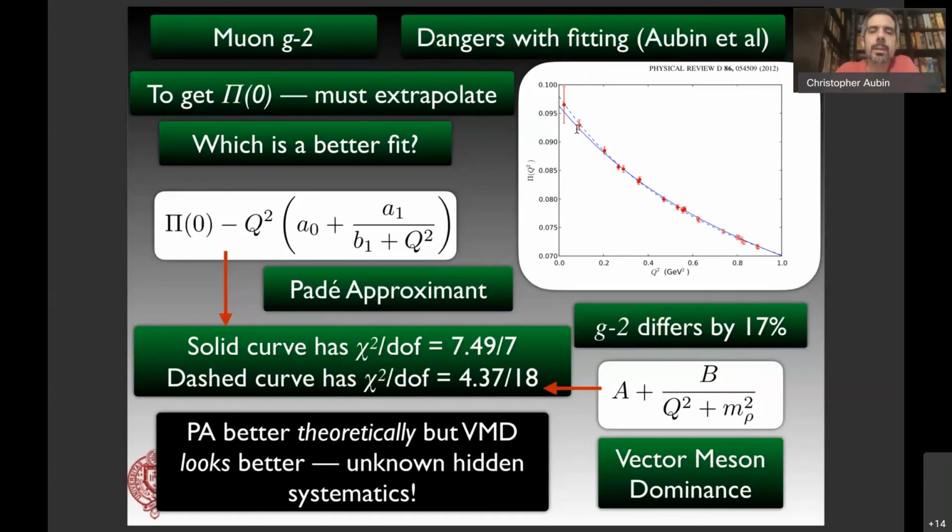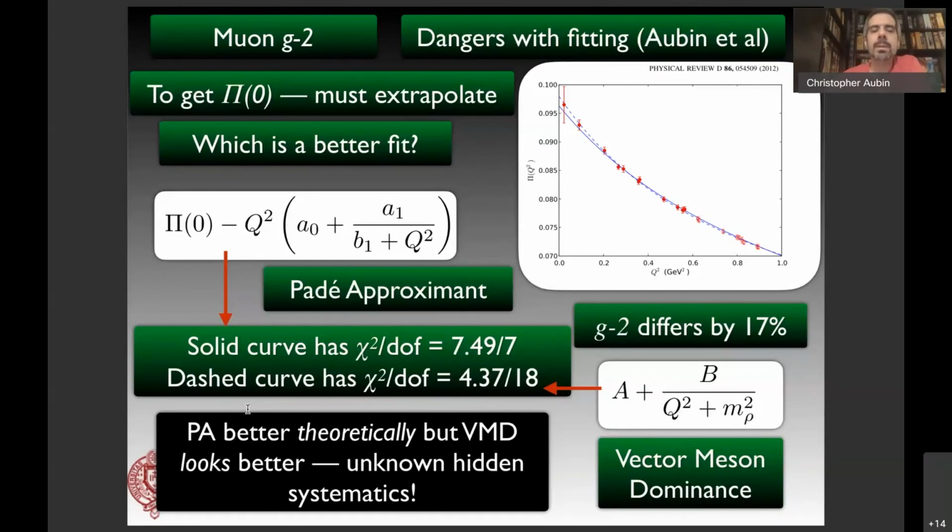The other one is a Padé approximant. It looks like this model here. They each use different numbers of fit parameters, but we're not going to worry about that. If you look at this by eye, which is a better fit? Well, they both look good. They both are within the uncertainties of the data points. You might want to say that the dashed line is better, and the dashed line has a smaller chi-squared per degree of freedom, 4 divided by 18 instead of 7 over 7.